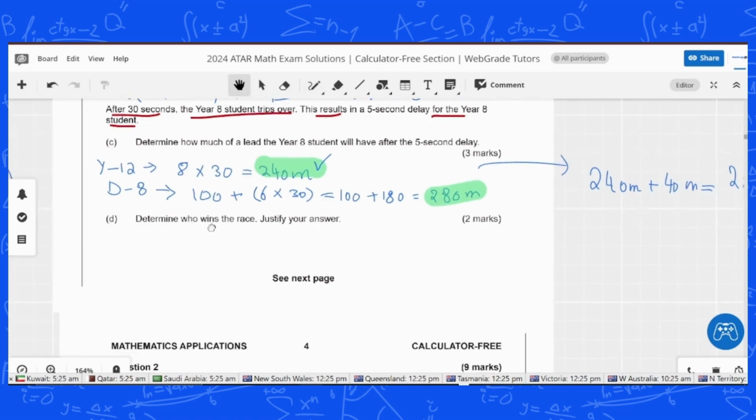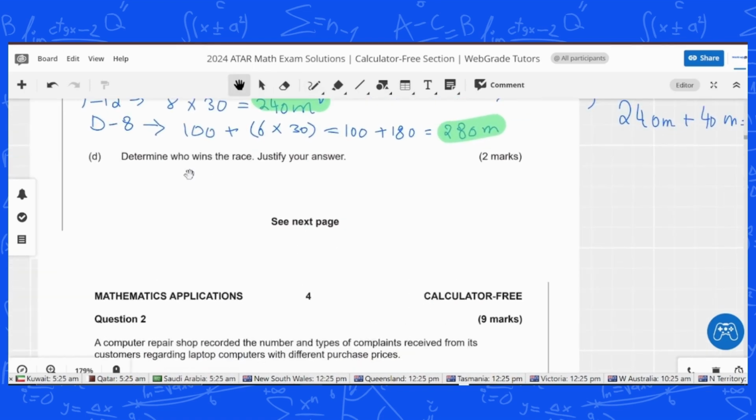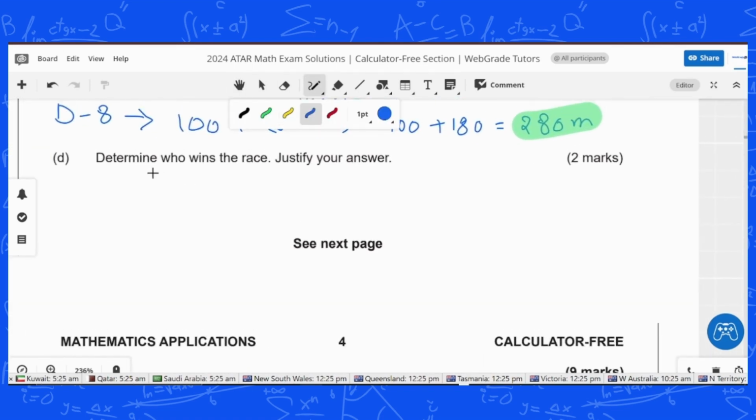Okay, so now look at part D of this one. Determine who wins the race. Justify your answer. So what's happening in this one? Now we have to figure out who reaches the finish line at 400 meters first. We calculate how long it takes each student to reach 400 meters and compare the times. So basically, let's see who wins the race.